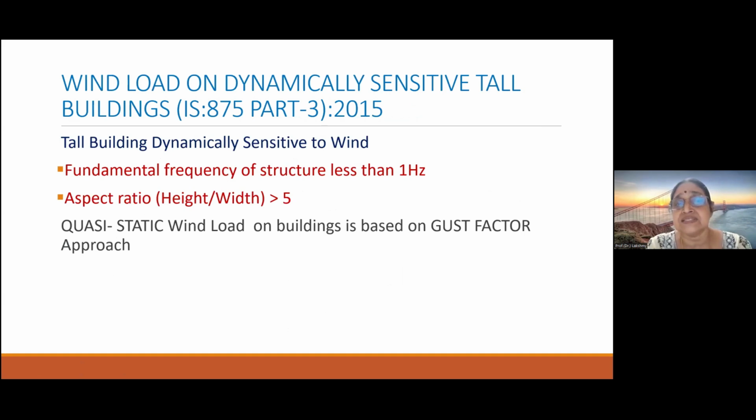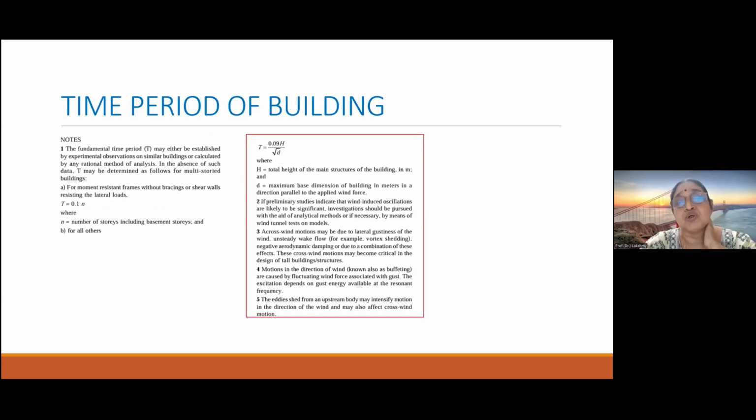Now, as per this IS 875 part 3, they have given tips to understand which buildings are sensitive to wind. One is that the fundamental frequency of the structure is less than 1 hertz. Another is the aspect ratio, that is height to width, is more than 5. If these two conditions are satisfied, then that structure is dynamically sensitive. And the quasi-static wind load on this building, based on the gust factor approach, how to compute that is given. But for doing that estimation, we need to understand the frequency of the building.